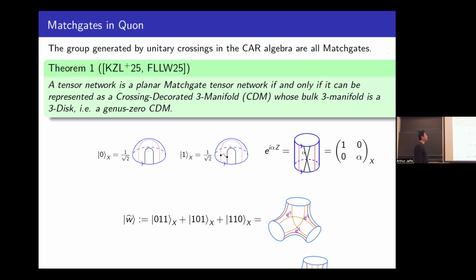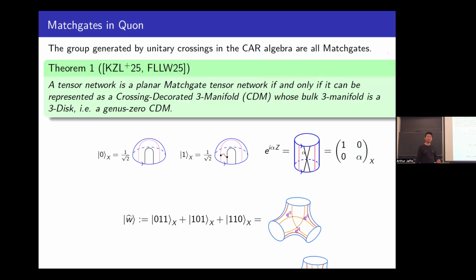And the group generated by those unitary crossings is just matchgates. And we know that matchgates actually correspond to the Q diagrams without holes. So the three-manifold is just a ball with some bounded disks. And then we can prove this general theorem: a tensor network is a planar matchgate tensor network if and only if it can be represented by Q language without holes. It's an if and only if condition.